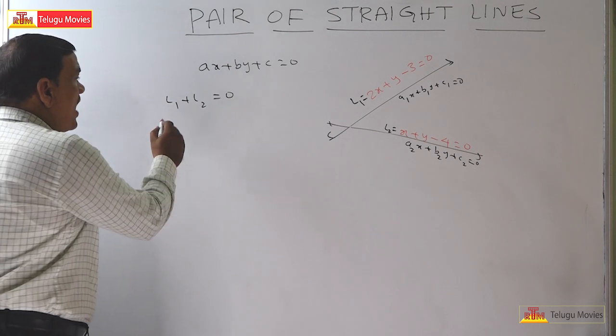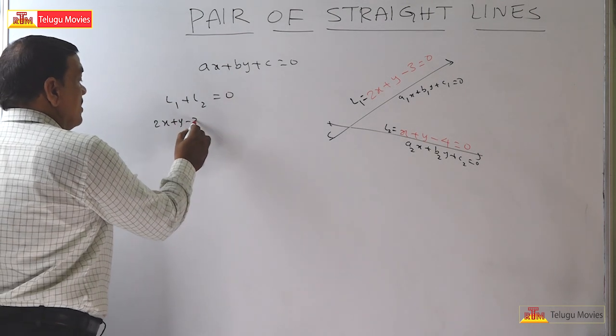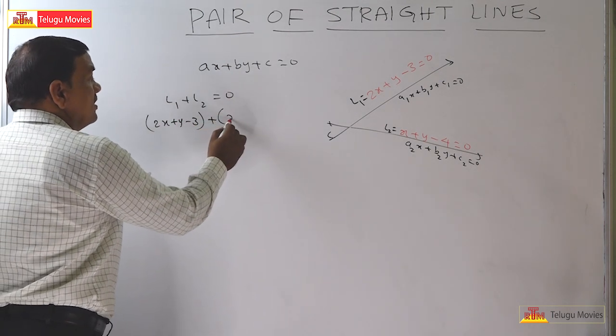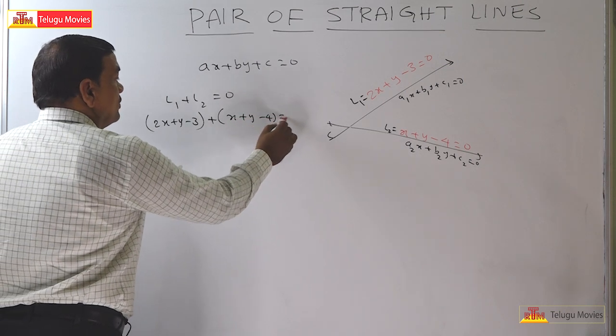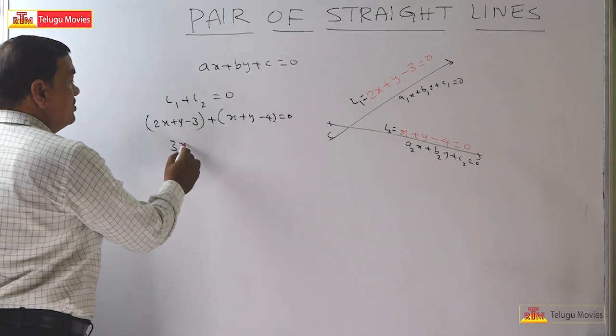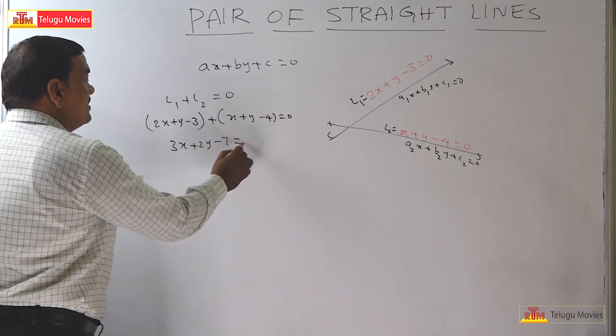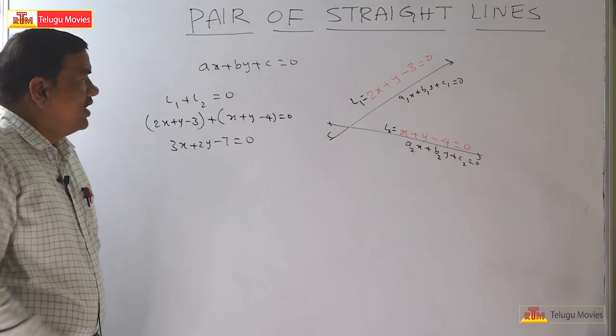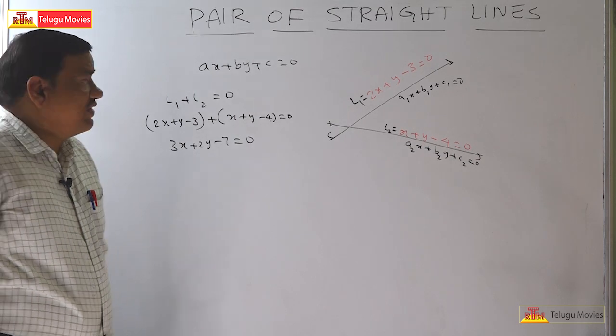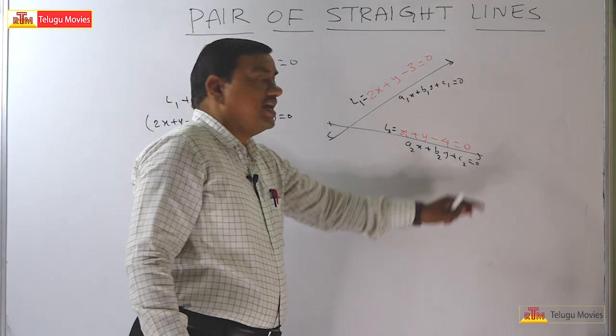If you add the two lines, 2x plus y minus 3 plus x plus y minus 4 is equal to 0, I have got a combined equation, that is 3x plus 2y minus 7 is equal to 0. Does this line satisfy all the points on these lines? Let us check.